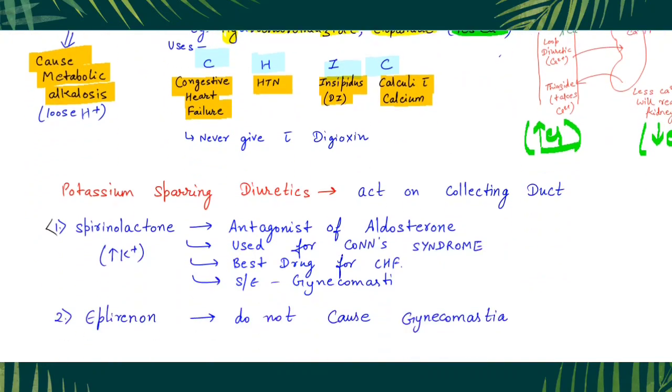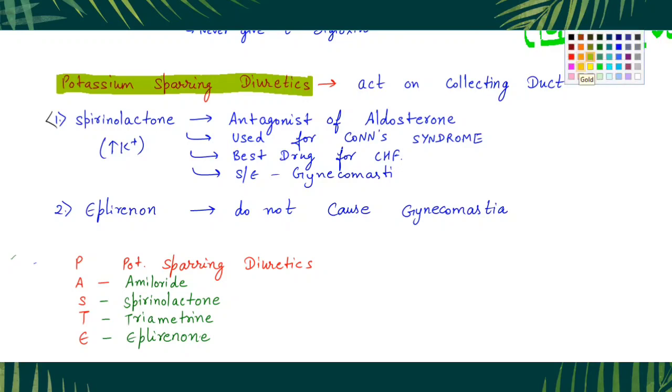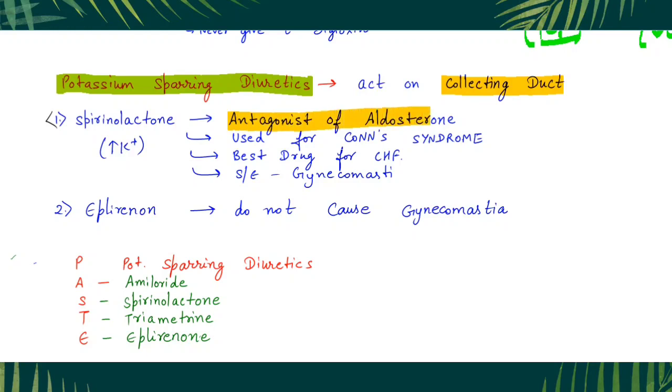Now we have the potassium sparing diuretics. Sparing means these are the diuretics which increase the potassium. They act on the collecting duct. Now remember spironolactone. It is an antagonist of aldosterone and is used for Conn syndrome.